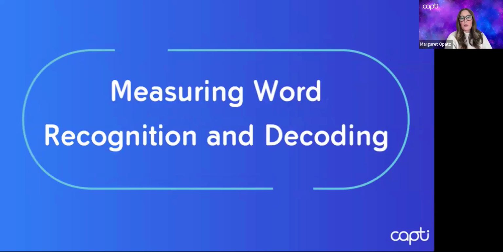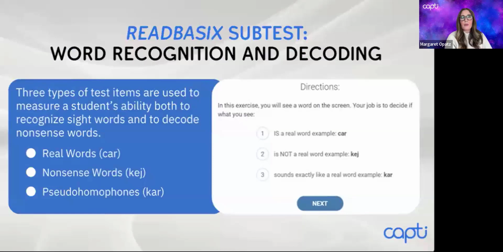So one of the things that we have here at CAPD is Read Basics, and we have a word recognition and decoding subtest. So if you were to give this subtest, you would be able to measure whether or not students are able to decode real words, if they can tell if a word is a nonsense word, or if they can tell that it's a pseudo homophone. And if you've never heard that phrase, that essentially means that it is a word that sounds like a real word when you sound it out.